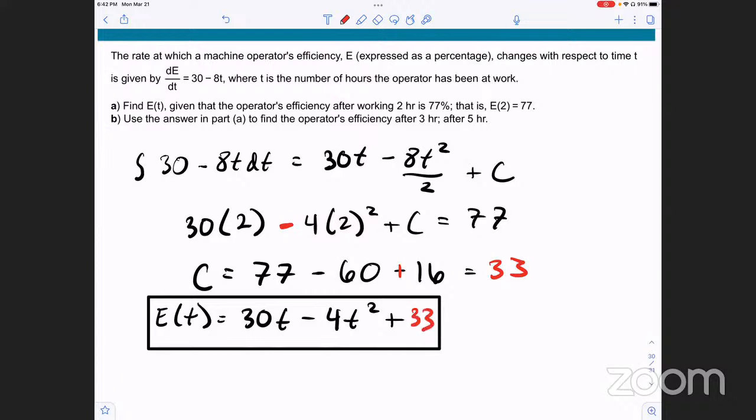Okay. So now let's check again. Now when we take the derivative, we get the proper derivative again because the constant goes to 0. So we get this guy. And then we just need to make sure that when we plug in 2, we get 77. So this is 60 minus 16 plus 33, right? 60, 50, 44 plus 33, 77. Okay. So I feel good about this answer for part A.